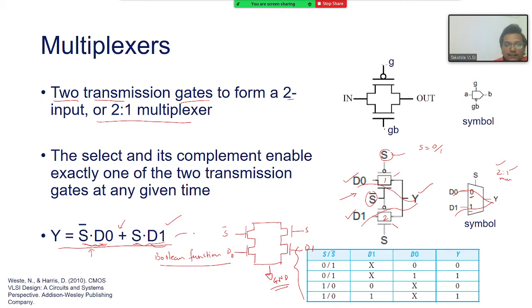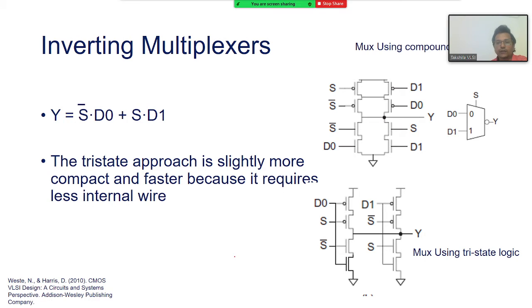Will it work like this? There is no bar here, so how to implement this? Any question? Any comment about how to implement this Boolean logic using these CMOS gates? Can you do so? So we'll see in the next slide how we are doing it. Look here.